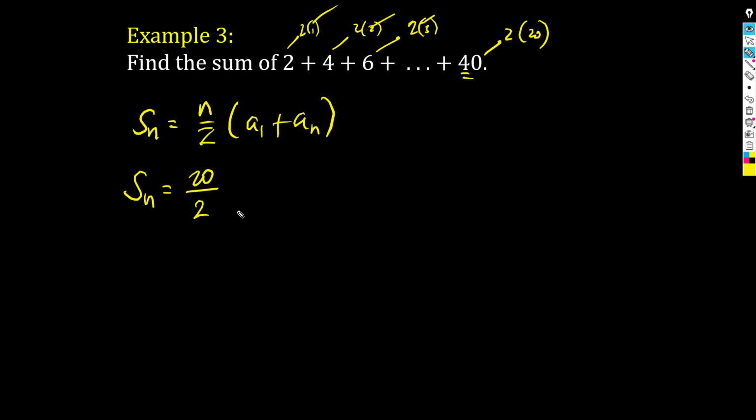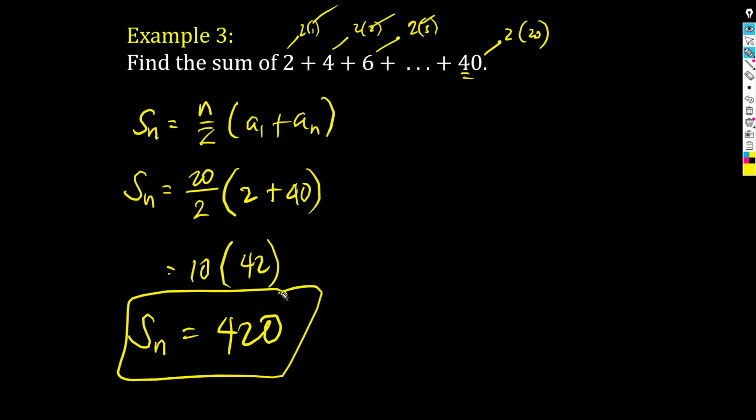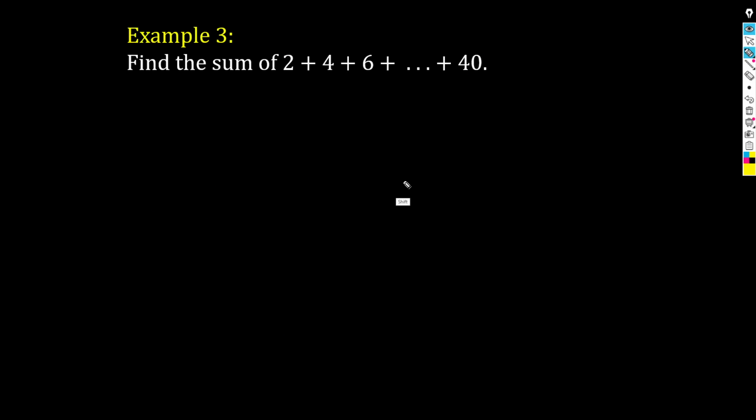So, that's 20 over 2 multiplied by the first term, 2, plus the last term, 40. No problem. 20 over 2 is 10. 40 plus 2 is 42. Therefore, the sum of the first n terms, 20 terms in this case, is 420. And now you can try out the other formula and it should work also. You should also get 420 as the answer. Okay? Next.